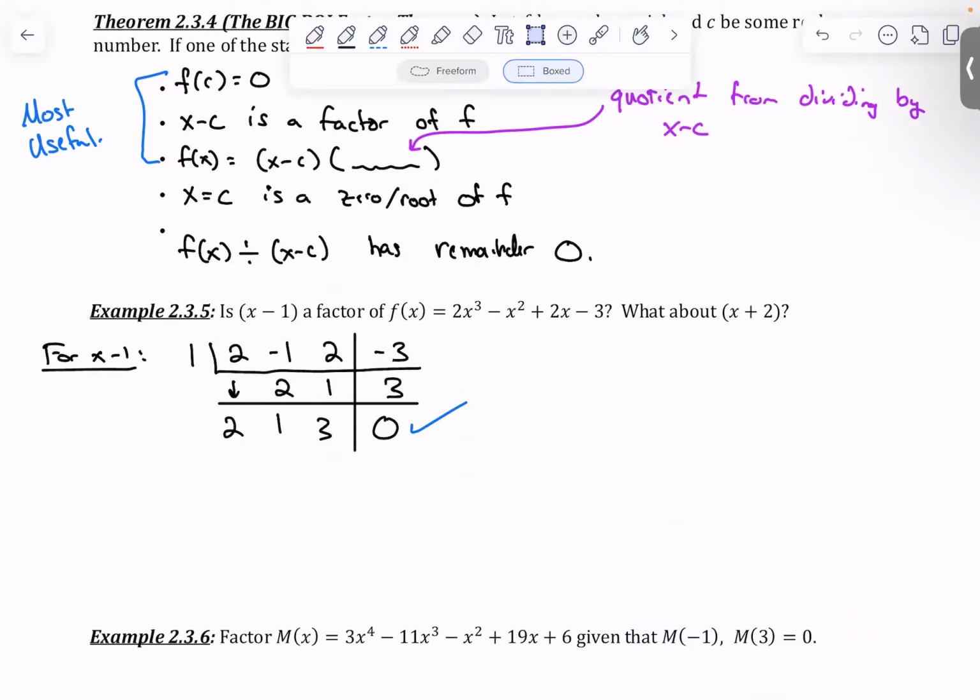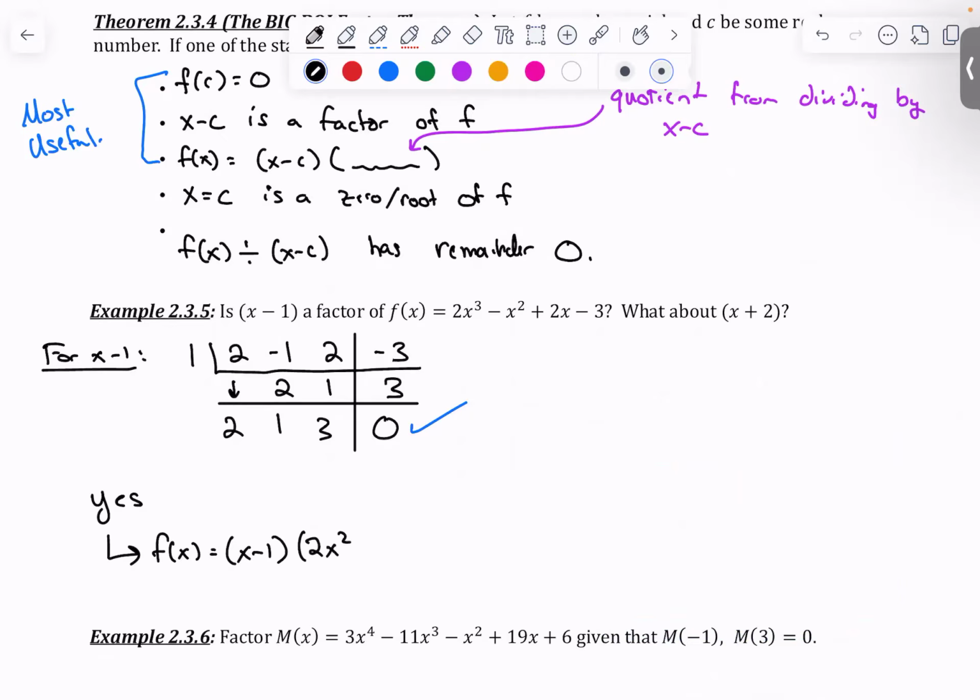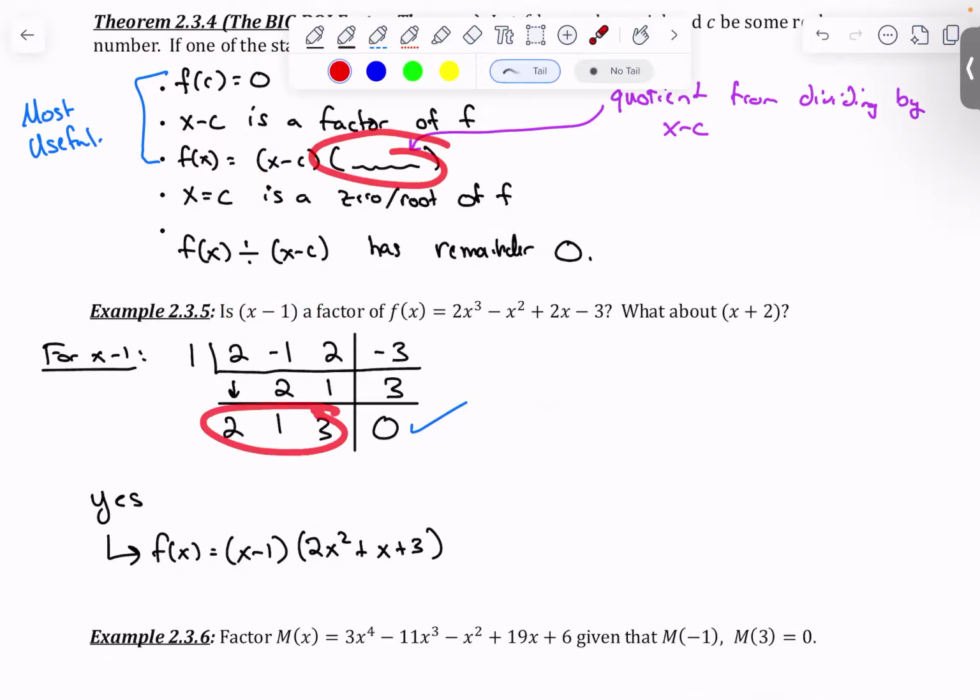So yes, it is a factor. The answer is yes. And in fact, f of x can be rewritten as x minus 1 times 2x squared plus x plus 3. Because by this big boy theorem, if you know that it's a factor, then f of x is equal to x minus c, in this case, x minus 1, times the quotient that you get when you do the long division or the synthetic division.